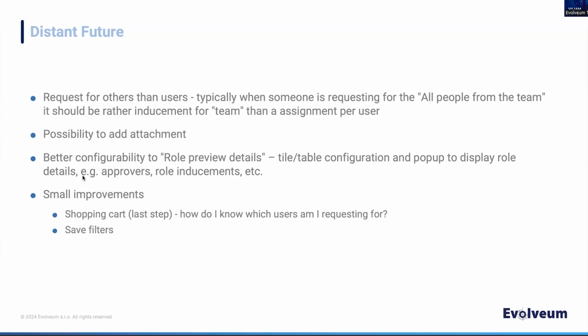And then there are a bunch of small improvements that could be made in terms of user experience, like in the shopping cart, the last step, where we display the list of all the roles and organizations that we are asking for. Currently, we can see only how many users are there, or for how many users we are asking. And the list of users is hidden in the tooltip, but there could be a list of icons or something better in there as well. There's also another idea that the filters that we use in the role catalog when searching for the roles could be saved or pre-configured. So these are at least some of the features or improvements we would like to implement, but there are no specific plans currently for them.